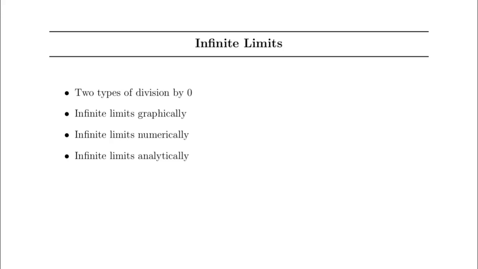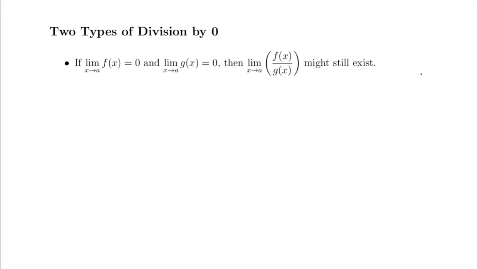The beginning of this, we're going to introduce things by discussing what happens when you divide by zero. We've got two types of division by zero. Then we're going to take a look at infinite limits. We'll take a look at them graphically, numerically, and analytically. That seems to be a theme so far of analyzing things in three different ways. All right, so let's start this thing off with division by zero.